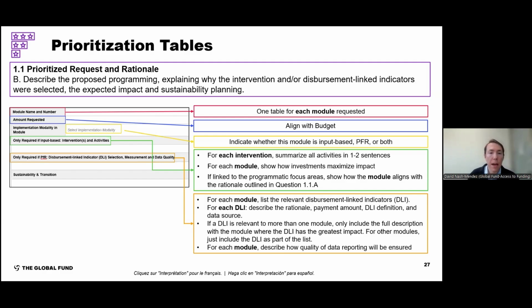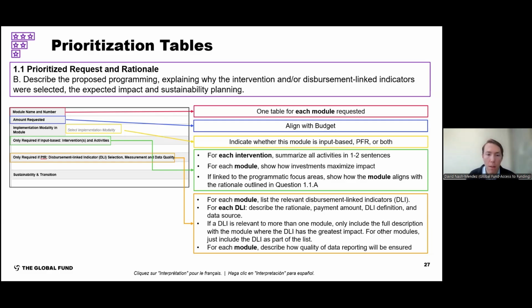If they are being used, describe the rationale for selecting the DLI, the amount associated with the DLI, the definition of the indicator, and the data sources that will be used for tracking that indicator. And you should repeat this description for each DLI linked to this module. Now, we know that DLIs might be relevant for multiple modules. And if this is the case for you, please identify the module where the DLI has the most relevance, and for this module, include the full amount requested, the rationale, etc. And then wherever else this DLI occurs, just write the name of the DLI. Just list it. You don't have to repeat the rest of the content each time that this DLI occurs.